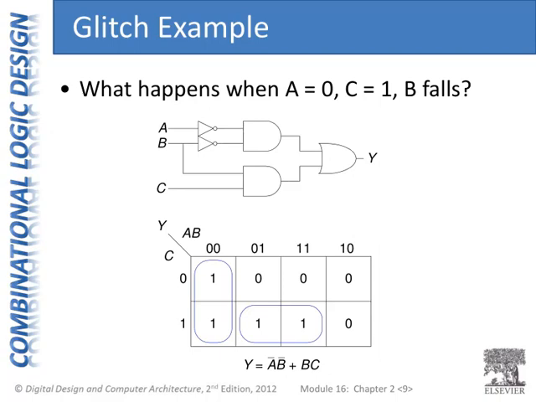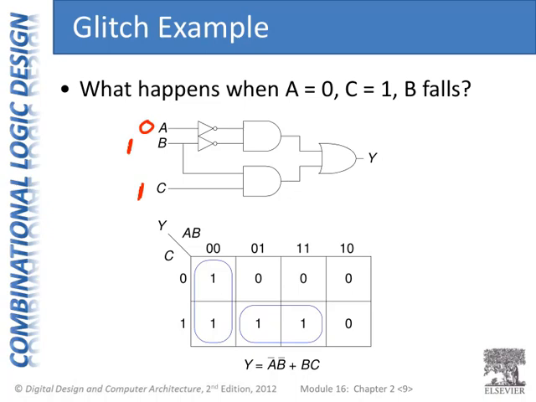So here's a circuit that we have, and we could figure out what the equation is. In fact, it's A bar and B bar, or B and C. So here's our equation, A bar and B bar, or B and C. We could also put that into a K-map to see what that looks like. So we have this circuit, and let's suppose that we have A equals 0, and C equals 1, and B falls. That means B starts out at 1, and then it's going to transition to 0.